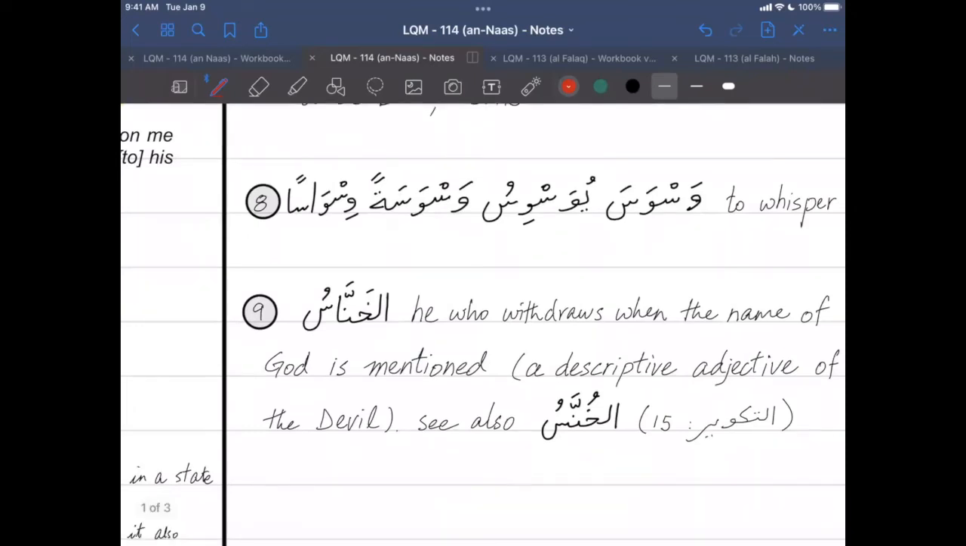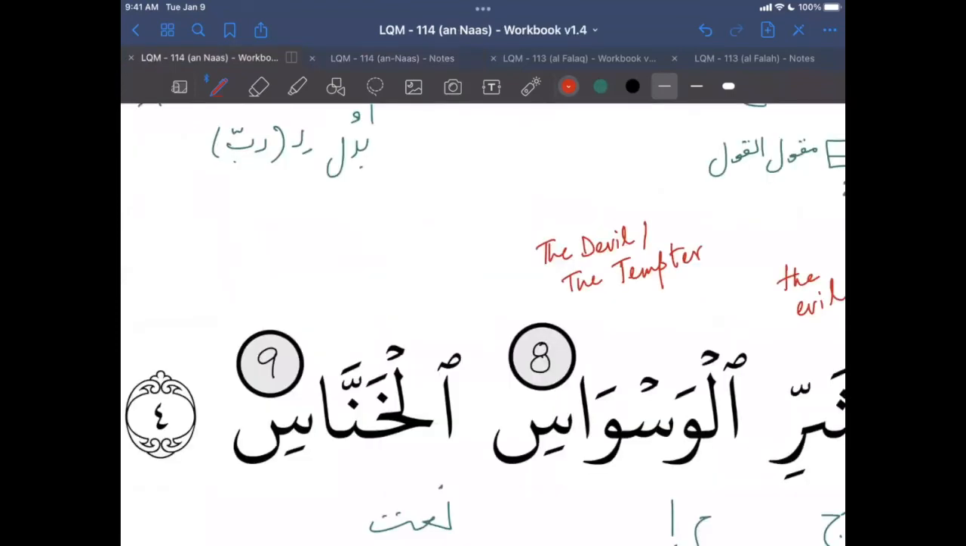The only other place where another noun from this family is used is Surah Takwir, ayah number 15, al-Khunnas. That has the meaning of the retreating planets. Please do refer to the tafsir on which planets scholars believe the word al-Khunnas refers to, but the common translation is the retreating planets. Anyway, we are dealing with Khannas, which means someone who withdraws when the name of God is mentioned. So going back here, al-waswas al-Khannas, the one who withdraws.